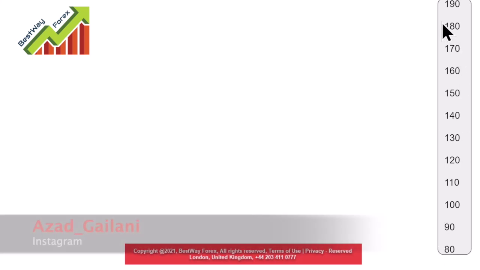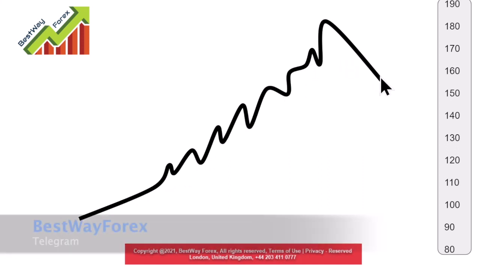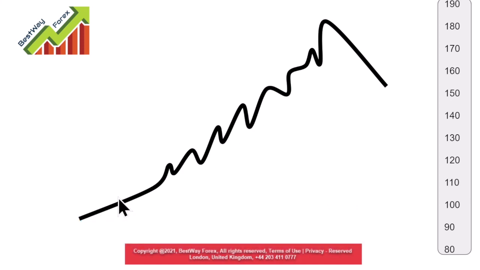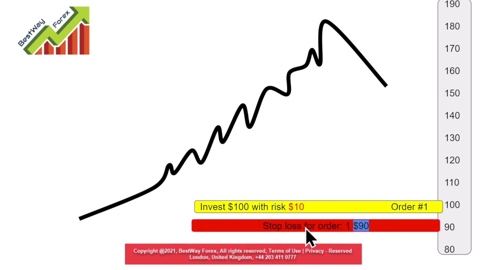So let's say the asset has this price, and let's assume it has this price action, this price movement. Before, when the price was here, we decided to enter at 100. At 100 we place an order, which we call order number 1. With that order we invest $100, risking $10. That means our stop loss will be set at 90, which is 100 minus 10.